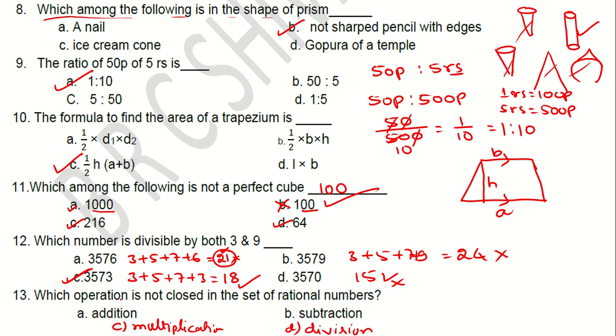So therefore, the operation which is not closed in the set of rational numbers: in the set of rational numbers, addition is closed, subtraction is also closed, and multiplication is also closed under rational numbers. So therefore, division is not closed under rational numbers. Therefore, we write option D is the correct answer.